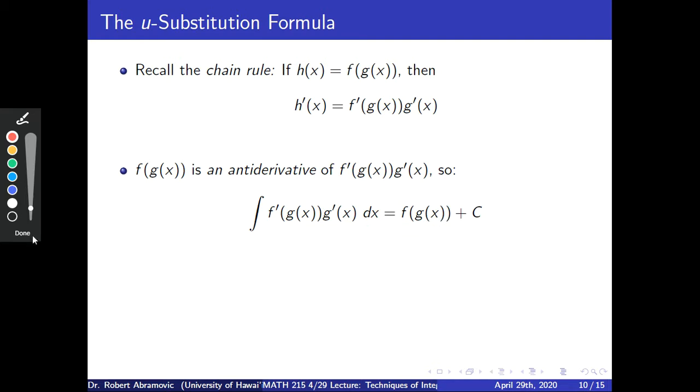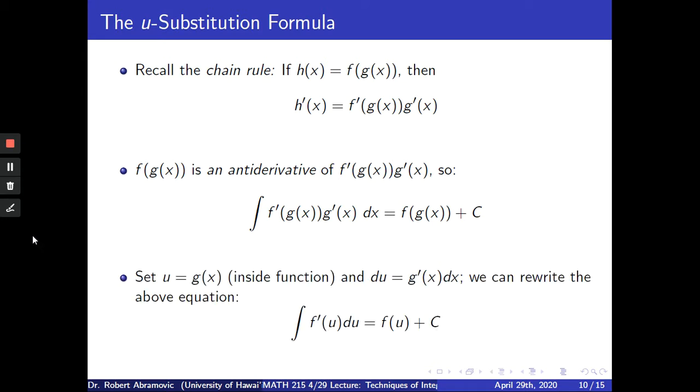Okay, well, how is this going to help us with evaluating integrals? Let's set u to be equal to g of x, the inside function, and du equal to g prime of x dx. Then we can rewrite the above equation as follows. The indefinite integral of f prime of u du is equal to f of u plus a constant. And as we'll see, this technique of u-substitution is used if the integrand, what's inside of this integral, looks like a function evaluated at an inside function times the derivative of that inside function, or maybe some multiple of it.